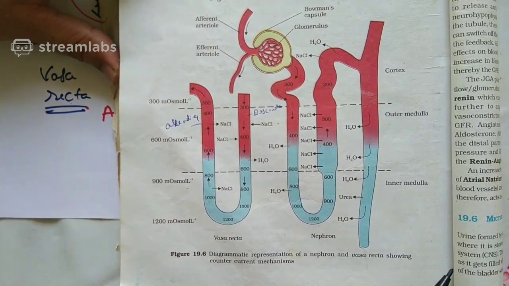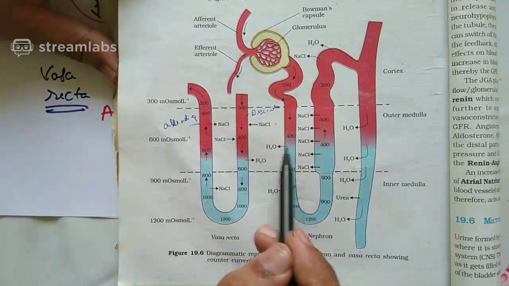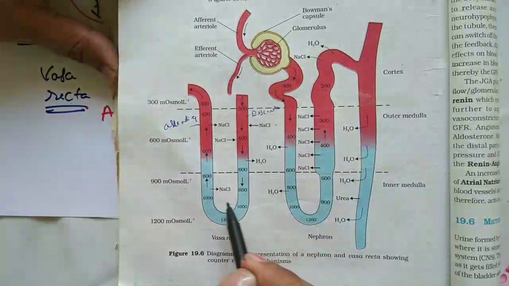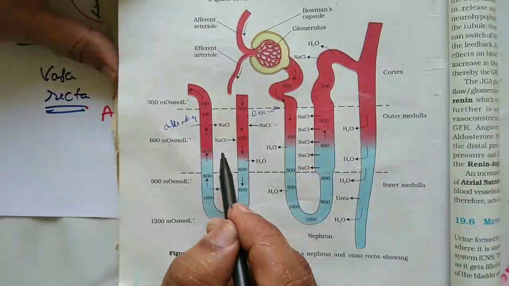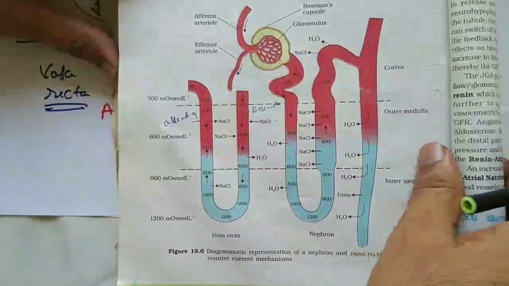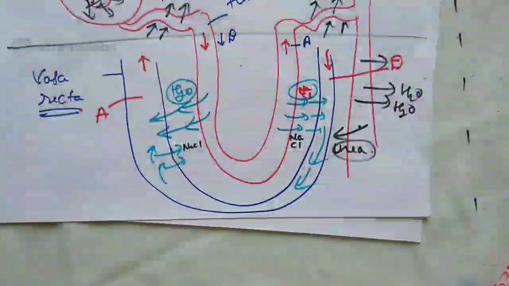Quickly to recap once again, the descending limb is permeable to water, the ascending limb is permeable to some amount of sodium chloride, which comes back to the medulla by the ascending limb of vasa recta. Hope the matter is clear. This mechanism is called the counter current mechanism.